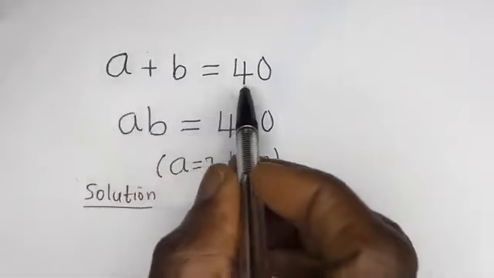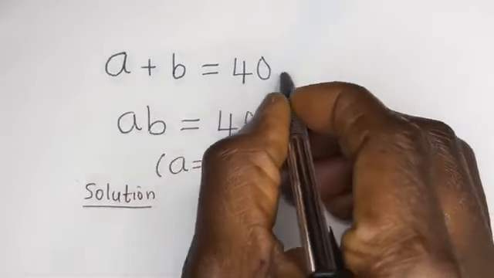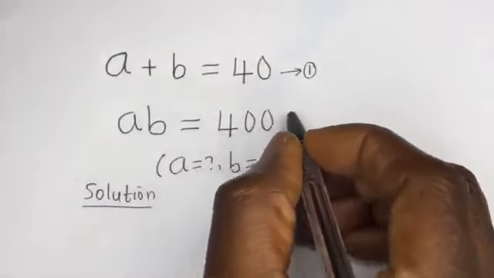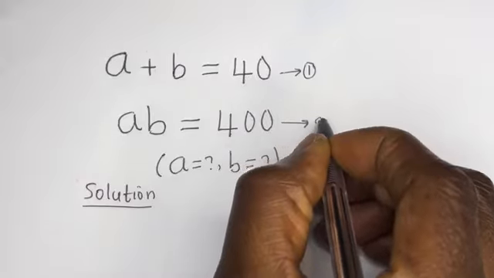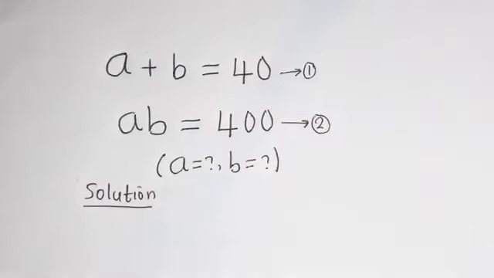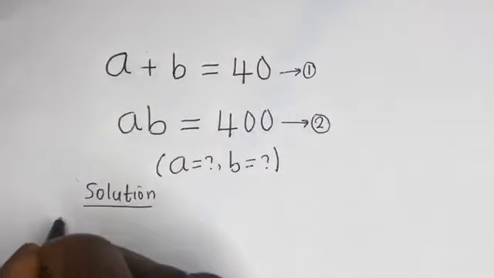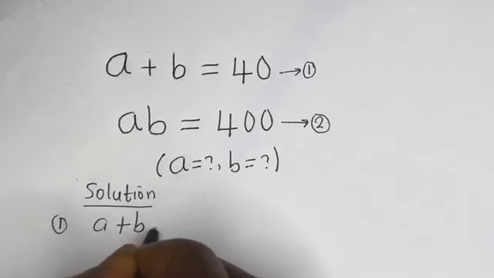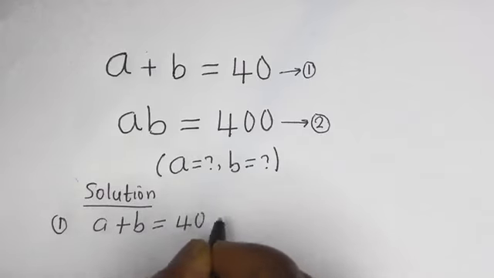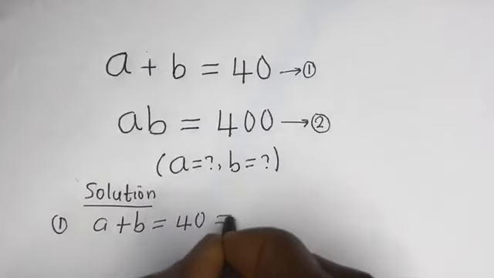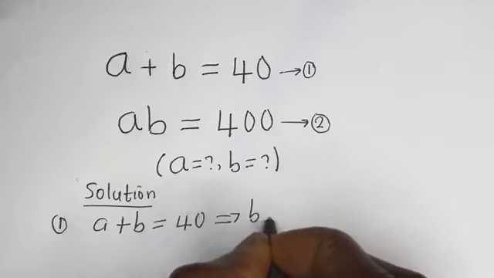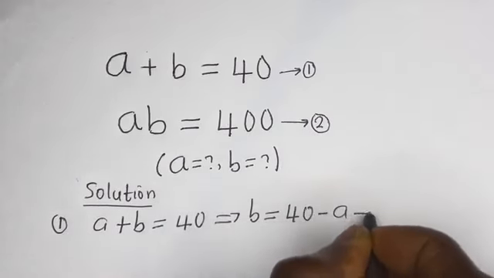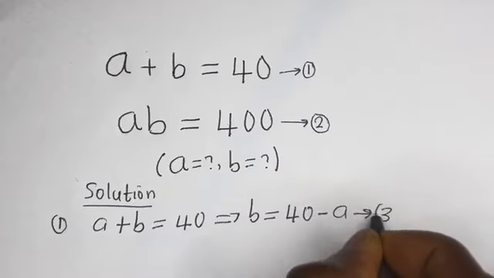A plus B is equal to 40. Let us call this equation 1. AB is equal to 400. Let us call this equation 2. Then from equation 1, A plus B is equal to 40, so B is equal to 40 minus A. Let us call this equation 3.